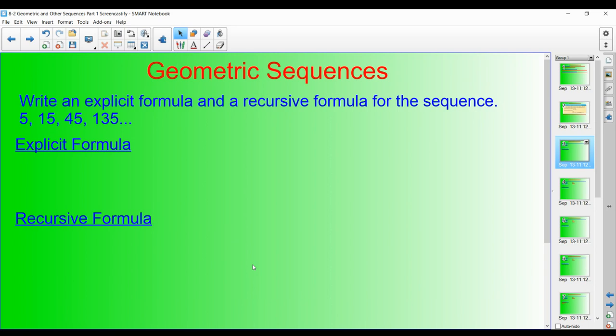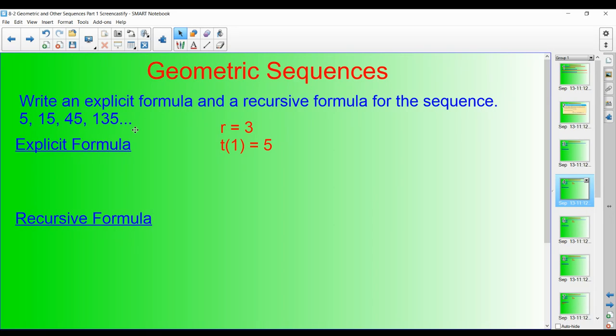So we're going to write an explicit formula and a recursive formula for this sequence. First things first, I've got to look at it and see: is it arithmetic, is it geometric, is it neither? And I look and see, okay, I think I know the multiplier. The multiplier is 3. My first term is 5. I'll write those down. It has to multiply by 3 every single time. The same change has to happen, and it does.